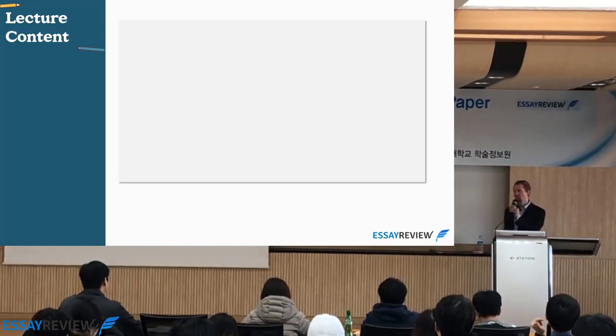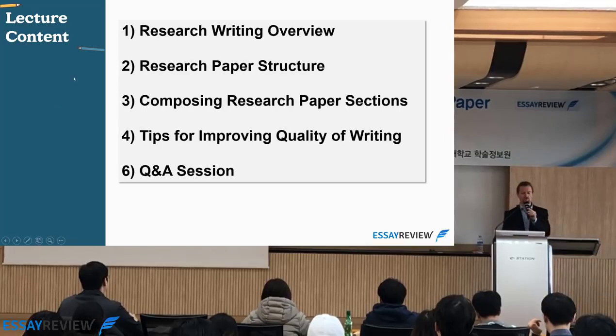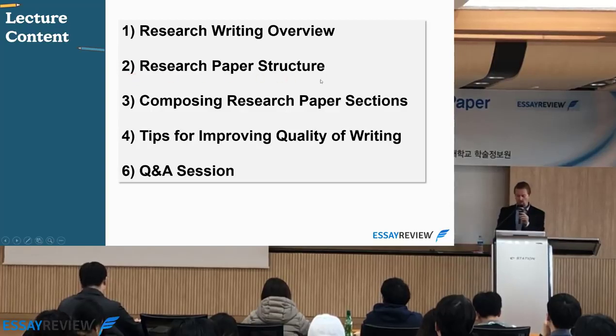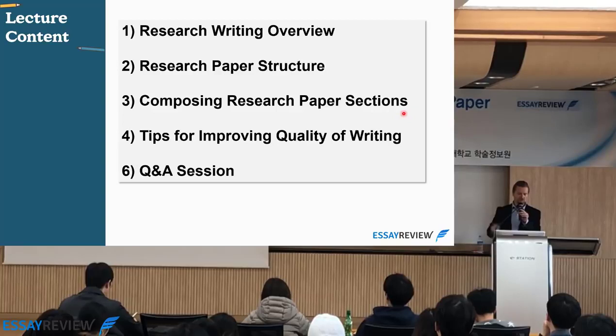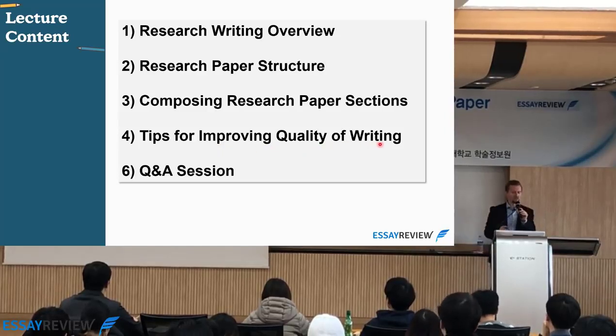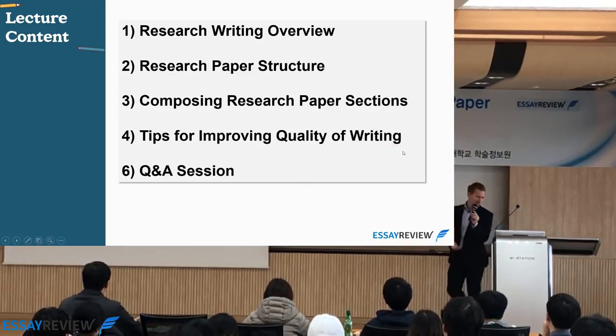So the content of the lecture today, we're going to start with an overview of what is research writing. We'll then talk about the structure of the research paper, what parts it's composed of, and you'll see there's 4 parts. And following that, we will talk about composing each section. How do you start from the beginning and compose each section? And then we will discuss some tips for improving the quality of writing.